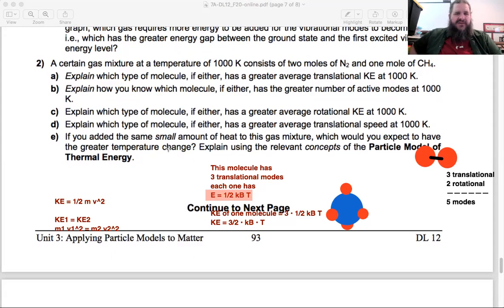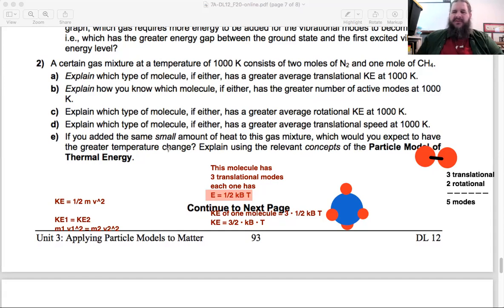But in this case, it says it's a gas mixture. So I would interpret that as the CH4 and the N2 mixed together, which means if we're adding heat, we're not separately adding heat to the CH4 and adding the same amount of heat to the N2. We're just adding heat to the container that's got both of them mixed together. So I would expect that the energy is going to get evenly distributed and the whole system should reach thermal equilibrium pretty quickly.